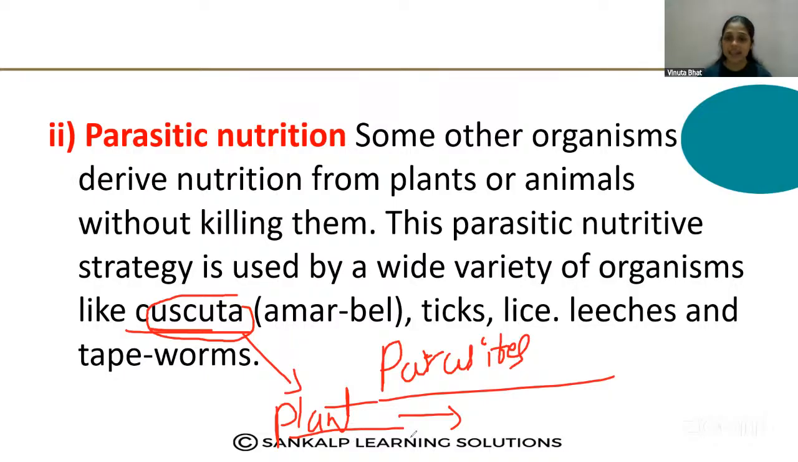Yes, so there is an exception. Cuscuta is a parasitic plant. So, the exception in plants, which absorbs the nutrients from another plant.